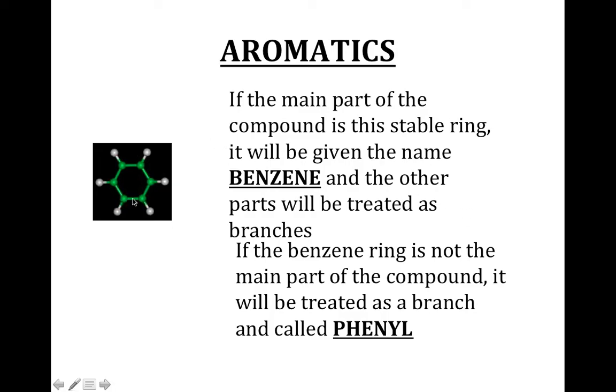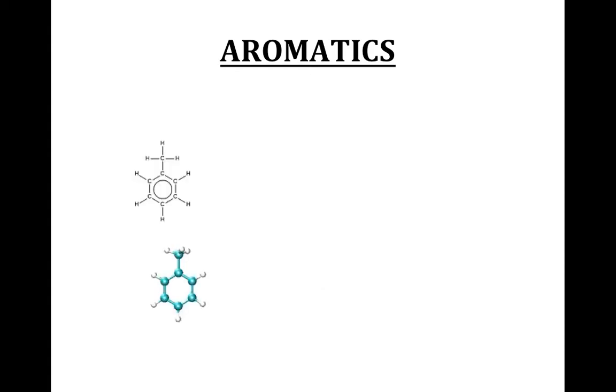When the benzene is the main chain, so we have some simple branches sticking out of it, then benzene is the name that will stick on the right, and then we put the branches in front of it. But sometimes if we put a benzene ring onto a bigger carbon chain, if it's easier to name that way, then we treat the benzene as a branch, and it becomes called phenyl. And with a bit of practice, you get to figure out when to call it benzene, when to call it phenyl. So let's take a look.